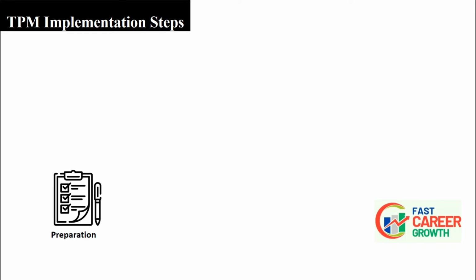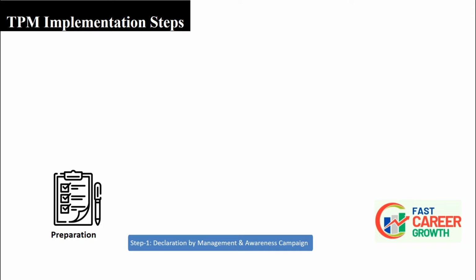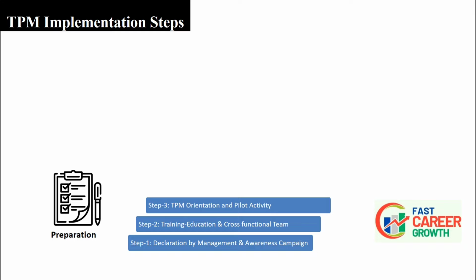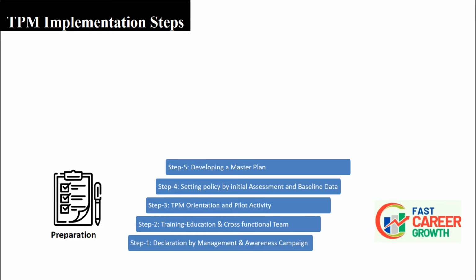It starts from the preparation phase. Step 1, declaration by management or creating awareness. Step 2, training, education, and setting up cross-functional teams. Step 3, TPM orientation and pilot activity, or initial assessment and baseline data. Step 4, setting policy by initial assessment and baseline data. Step 5, developing a master plan.